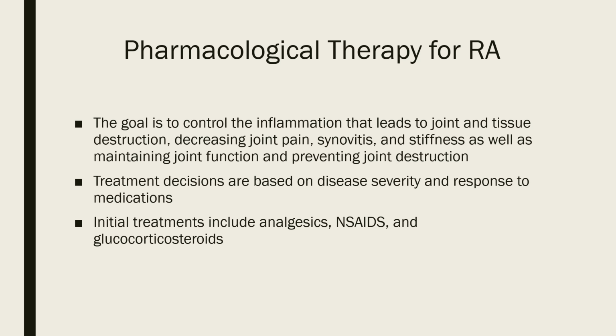So, pharmacological therapy for RA, the goal will be to control the inflammation that will lead to joint and tissue destruction, decreasing joint pain, synovitis, and stiffness, as well as maintaining joint function and then preventing that joint destruction. Treatment decisions are based on disease severity and response to medications. Initial treatments will include analgesics, NSAIDs, and then glucocorticosteroids.